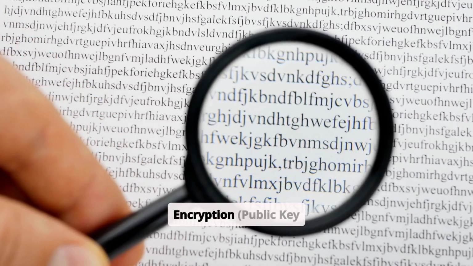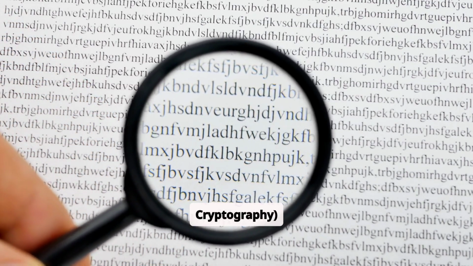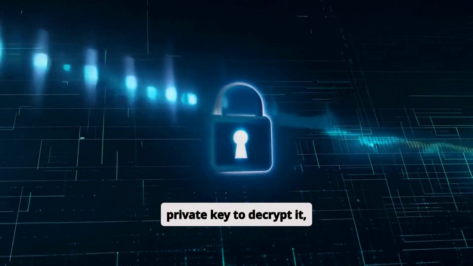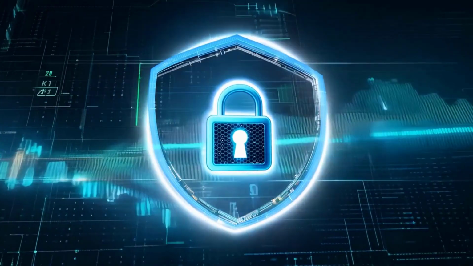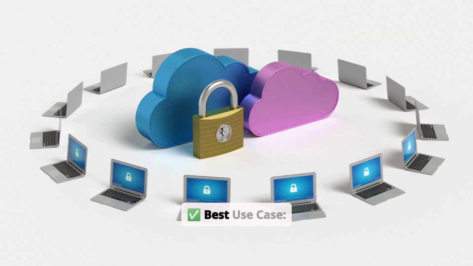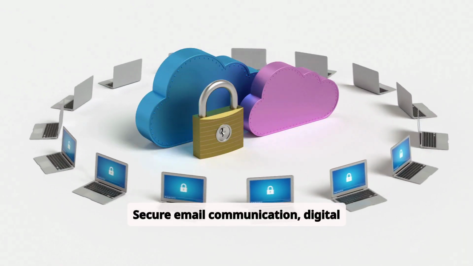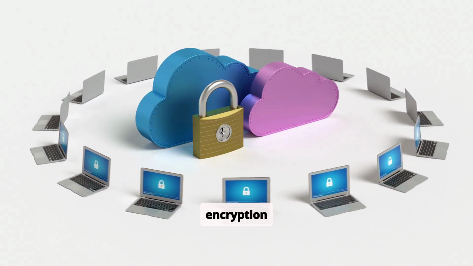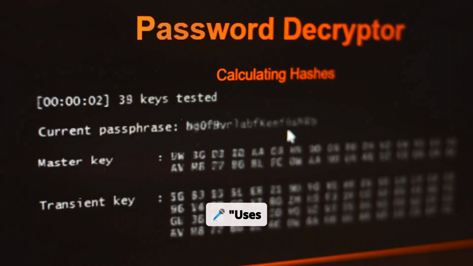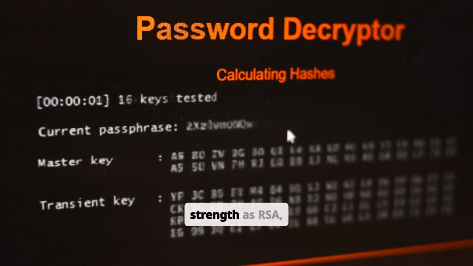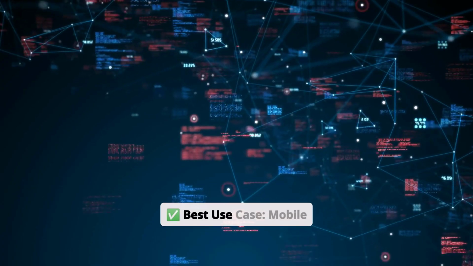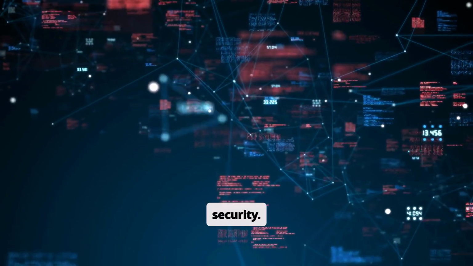Asymmetric encryption, public key cryptography. Uses a public key to encrypt data and a private key to decrypt it, enabling secure communications. Example algorithm, Rivest-Shamir-Adleman, RSA. Best use case, secure email communication, digital signatures, and SSL/TLS encryption. Elliptic curve cryptography uses shorter keys for the same security strength as RSA, making it more efficient. Best use case, mobile devices, IoT, and blockchain security.